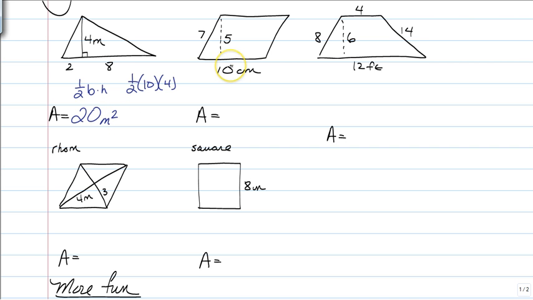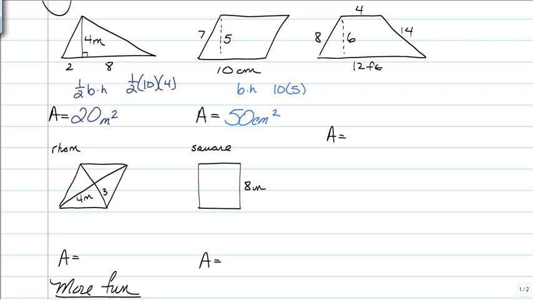And this next one, this is a parallelogram. When you have a parallelogram, it's the base times the height. So our base is 10. Don't be fooled. The height is 5. Like I said a few seconds ago, you never measure height diagonally. It's always a vertical measurement. Okay, so 10 times 5 would be 50, and in this case would be centimeters squared.